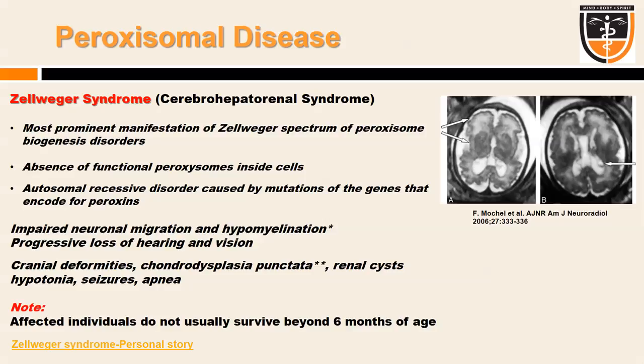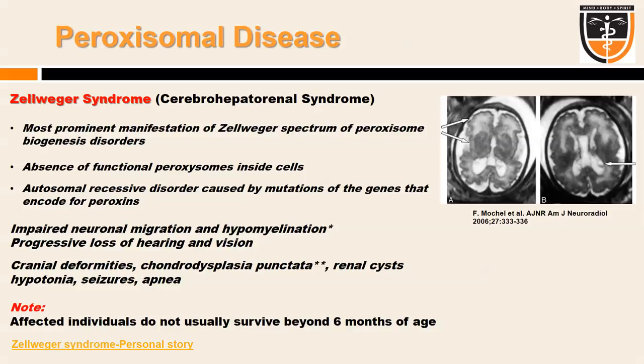Okay? So one of the characteristics for this is the most prominent manifestation of Zellweger spectrum of disorders. So think about it. There is actually a condition, this is a spectrum. There is Zellweger syndrome 1, 2, 3, 4, 5. Dr. D doesn't want you to know this. I love addressing myself in the third person for some reason. But that's cool. But listen to this.